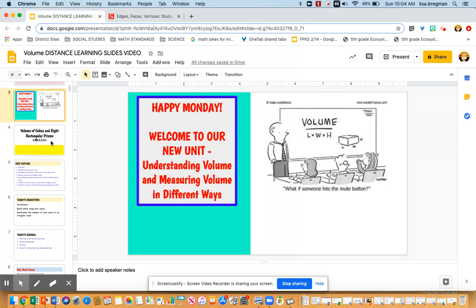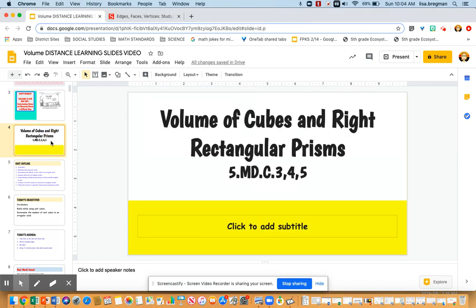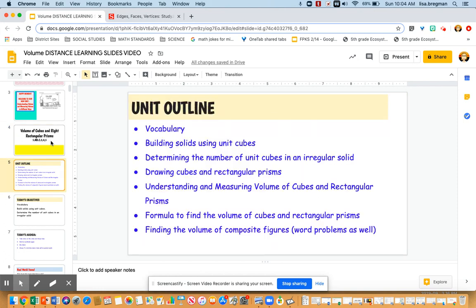Anyway, we're going to start our new unit, as I mentioned, volume of cubes and right rectangular prisms. The unit outline is as follows. We're going to start with some vocabulary. We're going to be building solids using unit cubes. We're going to determine the number of unit cubes in an irregular solid, drawing cubes and rectangular prisms, understanding and measuring volume of cubes and rectangular prisms, the formula to find the volume, and finding the volume of composite figures, which means more than one figure in an image. And we'll be doing some word problems as well.